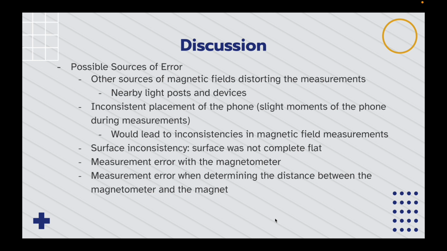There are a number of possible errors, such as other sources of magnetic fields distorting the measurements, including nearby light posts and devices. Additionally, there is possible inconsistency with the placement of the phone, meaning slight movements of the phone during measurements could lead to inconsistencies in the magnetic field measurements. Another possible error could have been surface inconsistency, meaning that the surface was not completely flat. Lastly, there is possible measurement error when determining the distance between the magnetometer and the magnet.